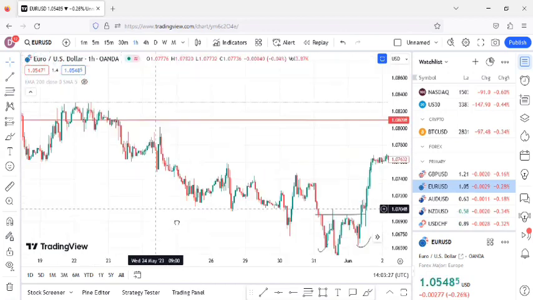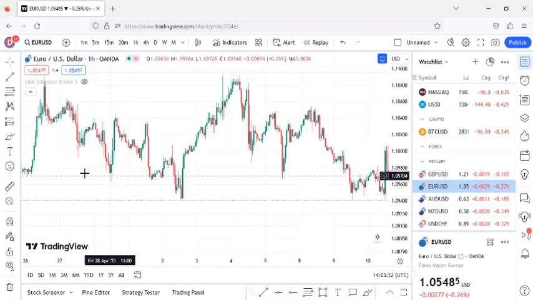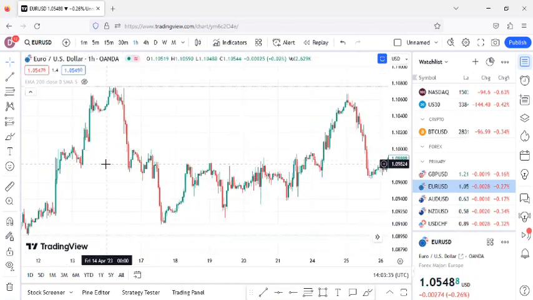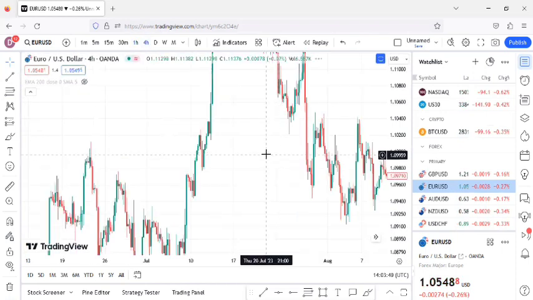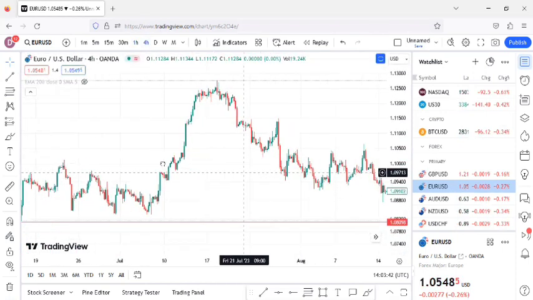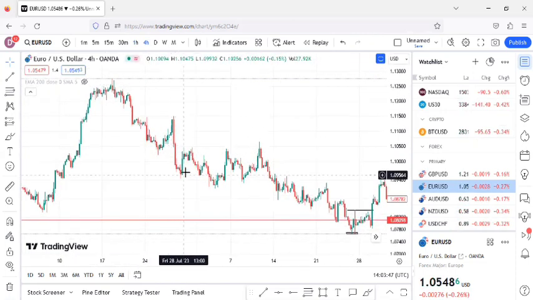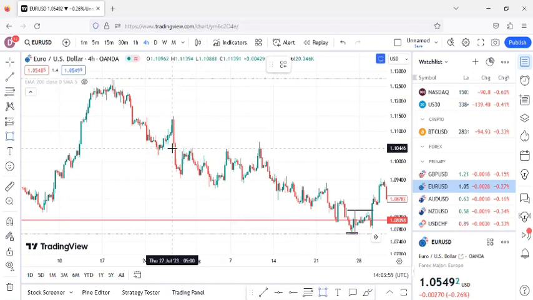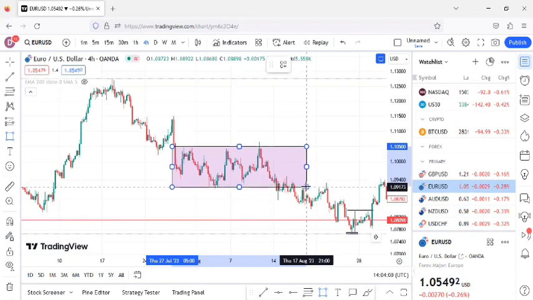So now let us look out for a continuation pattern. A continuation pattern, like this one now in a downtrend. What happened here? You have a consolidation here. You can see that the price is not making a new high or low from here until there is a break.